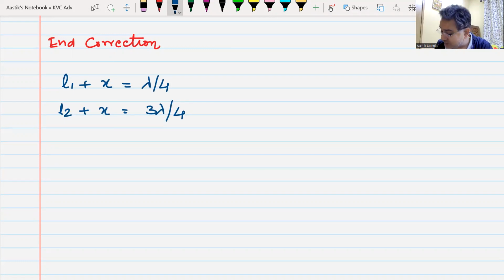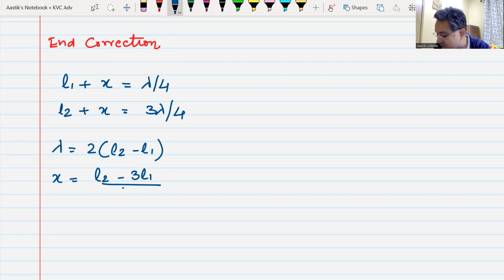It does not make any difference. Your lambda still comes as 2 times (L2 minus L1). So even with end correction, nothing changes. Lambda still remains the same. The only thing is that the value of the end correction can be found from this formula. You can put the value of lambda in the first equation or the second equation, and you can remember this formula: (L2 minus 3L1) divided by 2. That will be your end correction if that question comes.